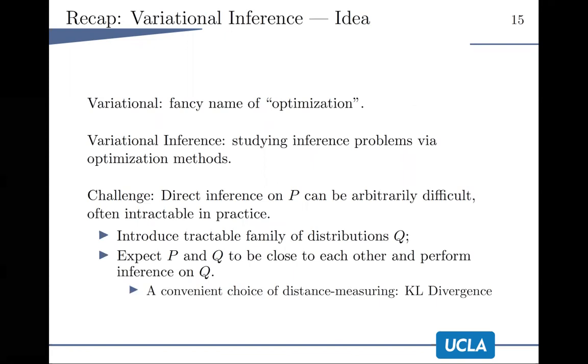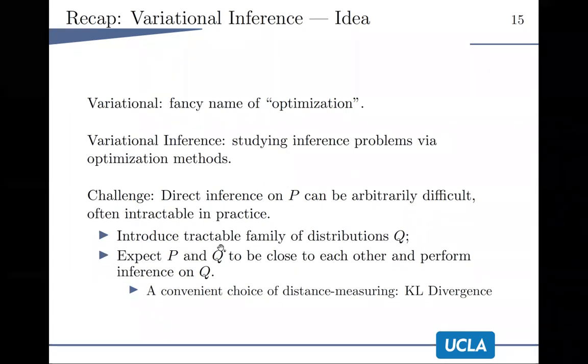Yeah, and also a quick review on some very important ideas, like variational inference. Variational is the fancy name for optimization, and variational inference studies inference problems using optimization tricks. The challenge is that directly inferring the distribution P might be arbitrarily difficult and often intractable in practice, so we need to introduce some other distribution, for example Q, that is generally tractable.